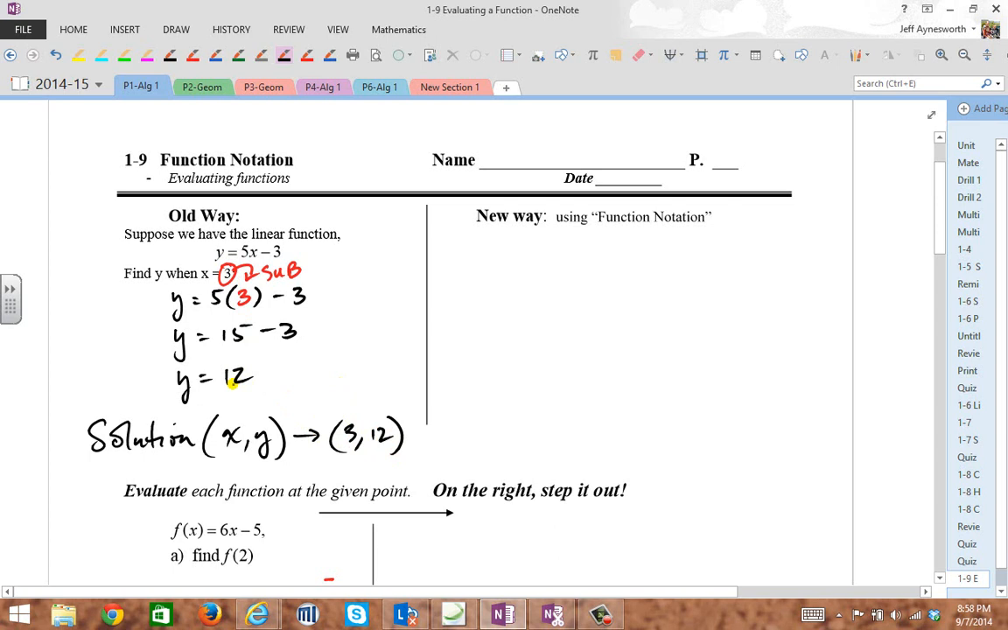But that's the y value when x is 3, and y varies depending on what x is. This is what we did a long time ago. This is the old way. Now let's do it the new way, with what's called function notation.